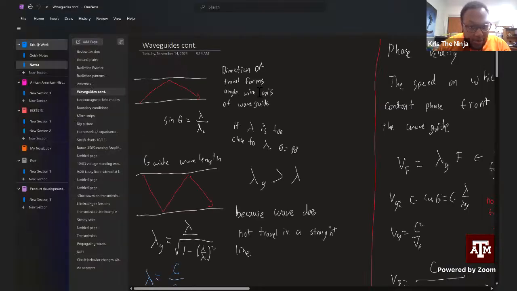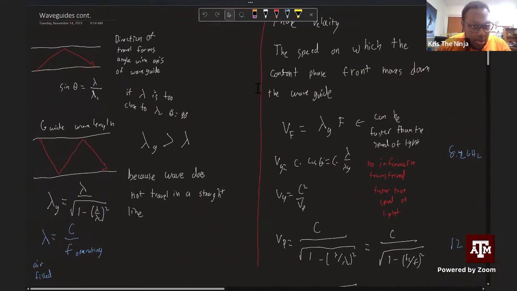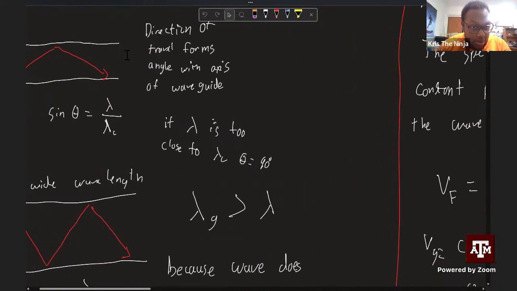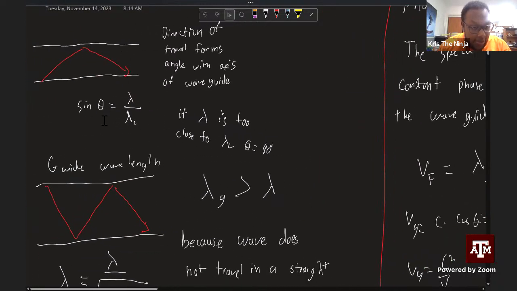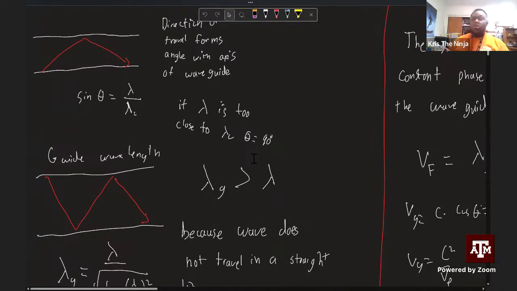So the next thing, waveguides continue. If you're wondering what a waveguide does, this is what waveguides do. The direction of the signal forms an angle with the axis of the waveguide. So sine theta equals lambda over lambda c. If lambda is too close to lambda c, you'll end up having a 90-degree angle. So you don't want a 90-degree angle because that means it's just going up and down, up and down. You want it to have a pretty good angle.